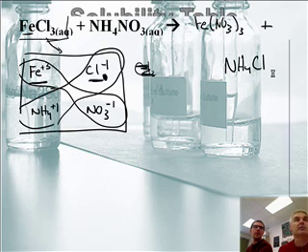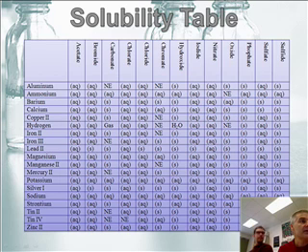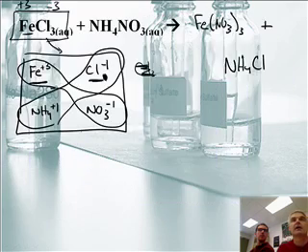Now we need to go look on the table and see if any of those form a solid. So here's iron 3. And what am I looking for? Nitrate or chloride? Or nitrate. Nitrate. Is that right? Yep. Okay. Aqueous. All right. AQ. So iron 3 nitrate is aqueous.